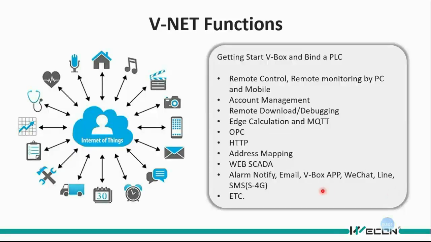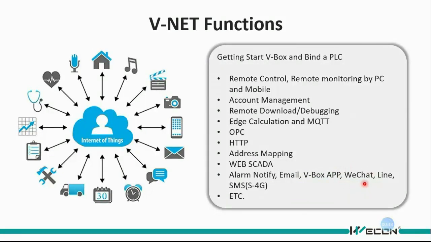Okay. Now let's move to another function, the vBox alarm notify function. Currently we support some ways like email, the vBox app, WeChat, Line, and SMS. The email function can be applied to every model of vBox, every series. The email function can be selected in VNet, and the vBox app is the same. Everybody can download the app freely. Both iOS and Android are supported.